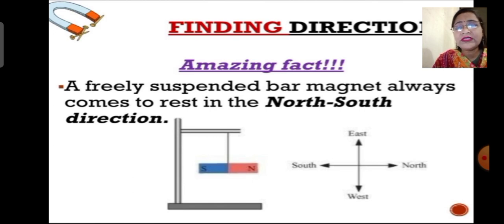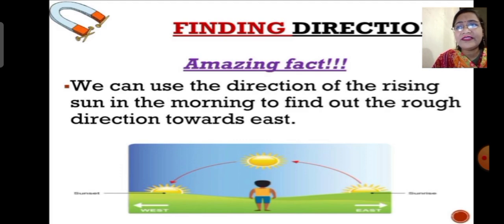But students, how do we find the east and the west direction? Like we have a magnet to find north and south direction, with the help of the rising sun we can predict which is the east direction, and the opposite will be the west direction, right? We all know that the sun rises in the east. So by using a magnet which shows the north-south direction, and with the help of the sun, we can understand which direction is east and which one is west.